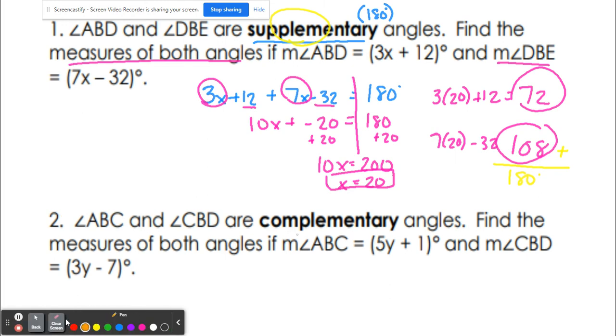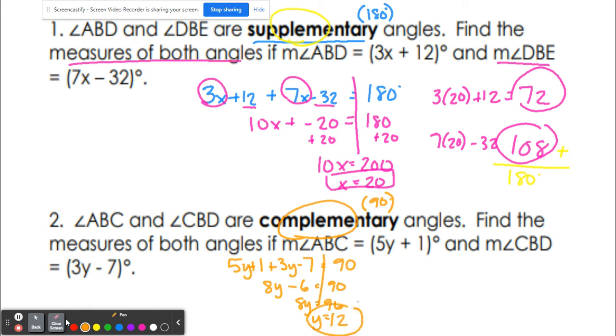I've got complementary angles. So remember when we see the word complementary now, we're going to remember, oh, that's 90 degrees. So we're going to add the two angles together, 5y plus 1 plus 3y minus 7. And this time they're going to equal 90 degrees. So there's no distribution. I'm going to clean up. So I've got 8y, positive 1 and negative 7 is negative 6. Add 6 to both sides. So I have 96. Y, when I divide 96 by 8, I'm going to get 12.